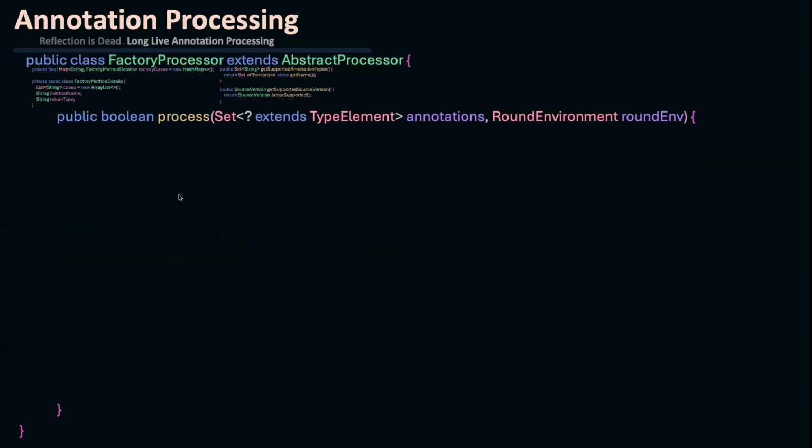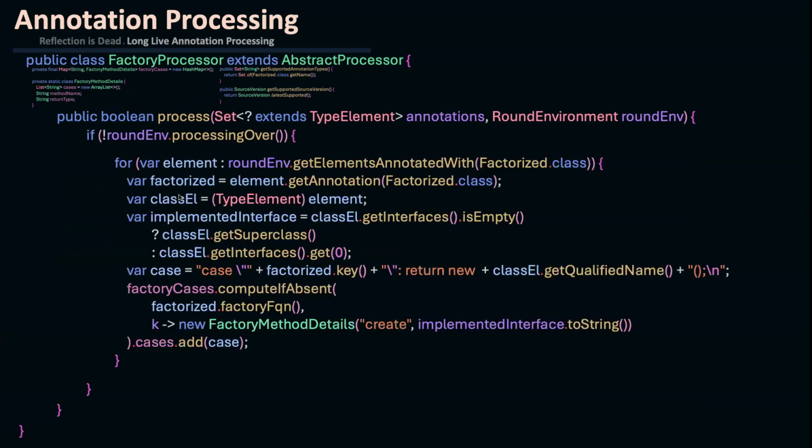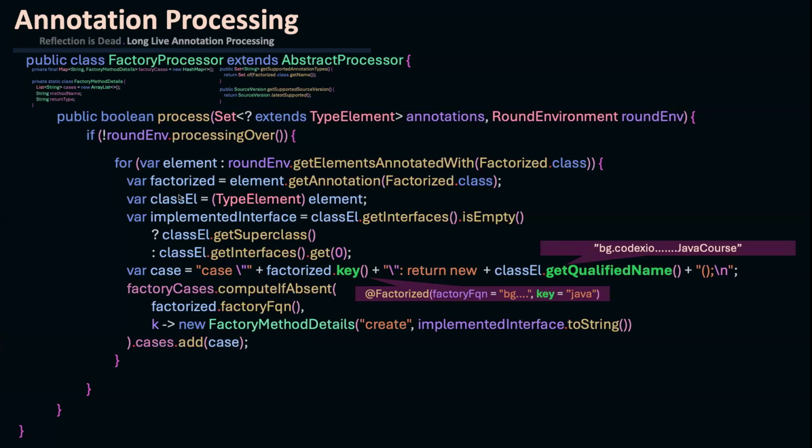How to start? Well, we need to know whether the processing of the classes is finished. If it's not, we can do it. We can find all the elements that are annotated with the Factorize annotation, then get the actual annotation and take information from it. What information do we need? Well, to construct the switch case, we need the key, like case Java. What is the second thing we need? Well, what to return: return new something dot Java course. And we need to add this to the factory cases of the course factory and not for any other factory, with the method create, and the return type is the implemented interface, which is Course.